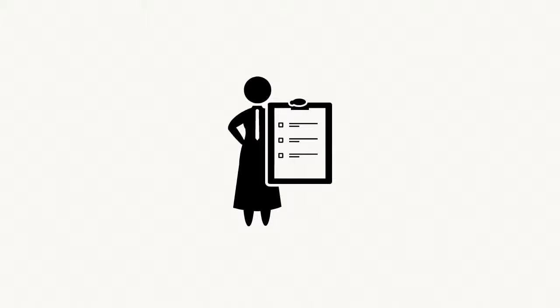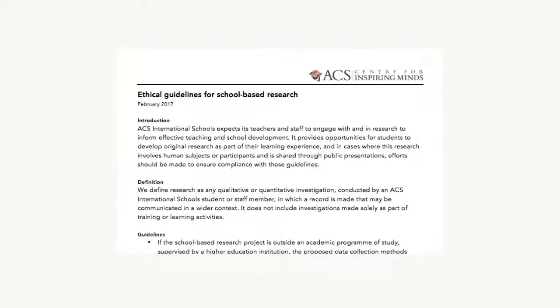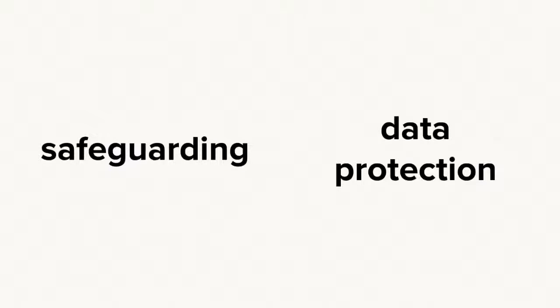For all formal action research, where there is the possibility that you will share student data with people outside your school, compliance with established ethical guidelines is required. The Center for Inspiring Minds has developed ethical guidelines for school-based research that are similar to those used by universities and research bodies. These guidelines follow good practice standards to ensure that all research is conducted in the most conscientious and responsible manner possible. There are specific concerns addressed by the guidelines that build on established safeguarding and data protection policies and practices.